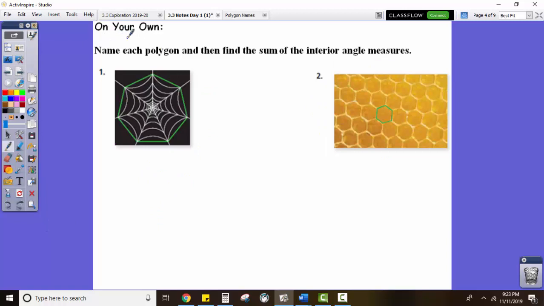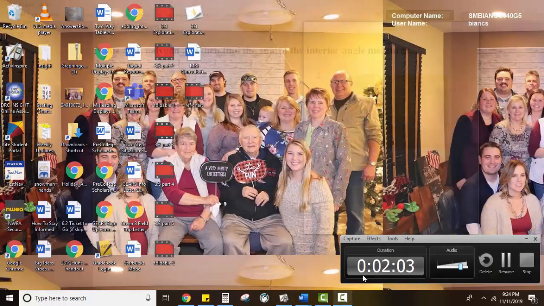Example 2 is one that you're going to try on your own. It says name each polygon and then find the sum of the interior angle measures. So naming it means use the reference chart based on the number of sides. What is the name of it? And then find the total degrees on the inside. So the first one, you're doing this green outline of the spider web here, not the square. And then number 2, you're doing the honeycomb. So go ahead, push pause, find the name and the degrees, and then push play when you're ready to check your answers.